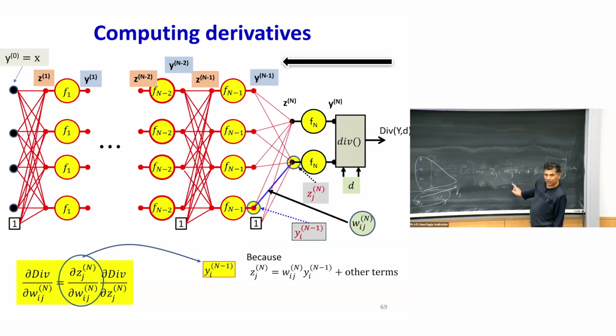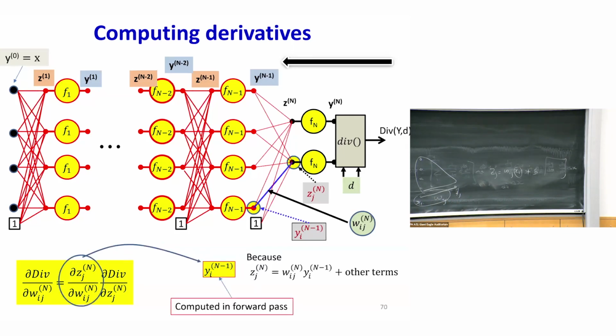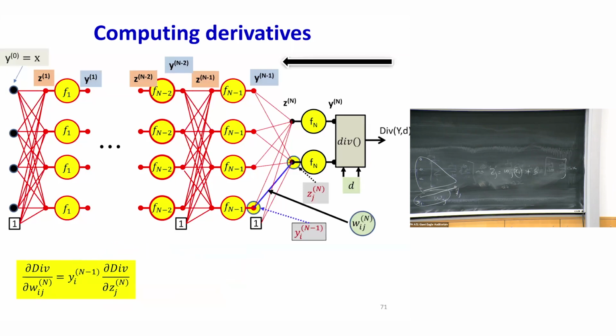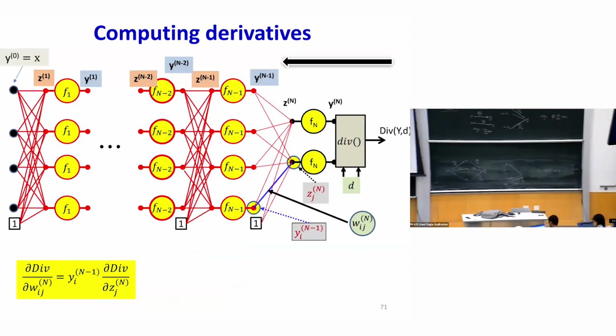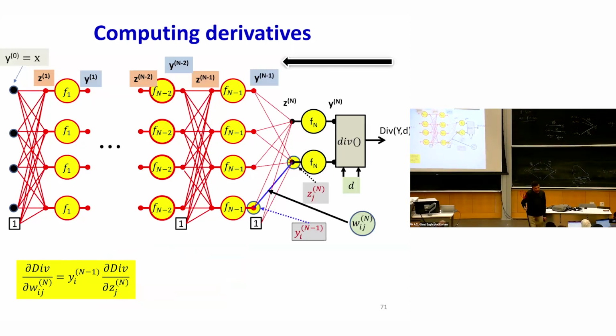Can you say that aloud, please? This is just xi. So the derivative of zj with respect to wij is just xi. This just happens to be the output of the ith neuron in the previous layer, which is yi superscript n minus 1 in our case, which was computed in the forward pass already. And so I can just plug this value here. So the derivative of the divergence with respect to wij is yi from the previous layer times the derivative of the divergence with respect to zj.